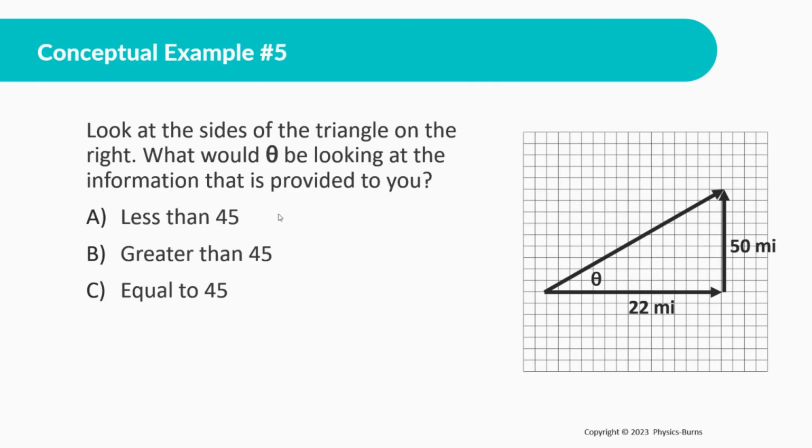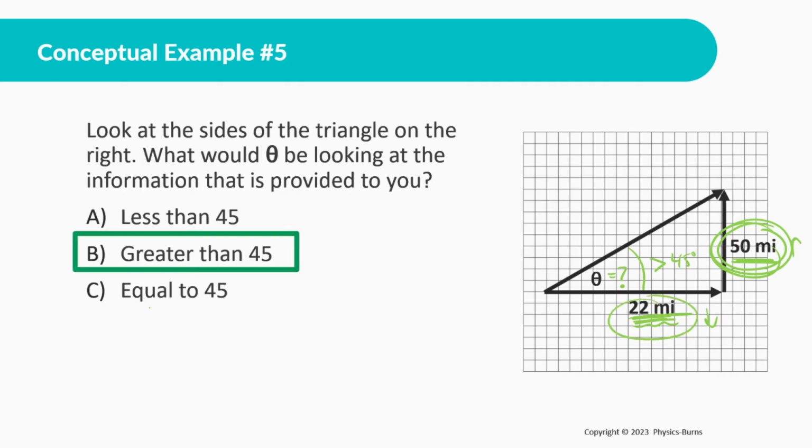Okay, look at the side of the triangle on the right. What would theta be looking at the information that is provided to you? So we're looking for what this theta is, or just a general guess of what theta is. So if this side is 50 miles and this side is 22 miles, we can see that this is bigger than this. So if this side is bigger, that should tell us that this angle here has to be more than 45 degrees. Because if it was 45, they should be exactly the same. However, if this is more than 45, this needs to be bigger than this. So it should be greater than 45 degrees.